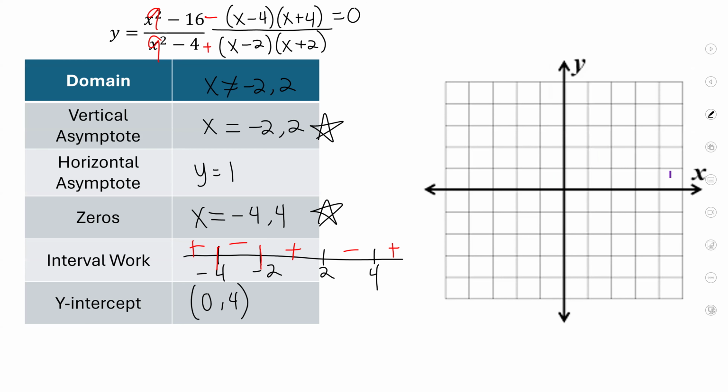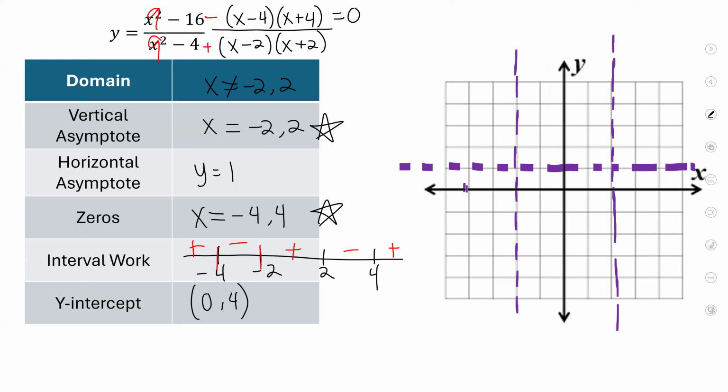I have a vertical asymptote at x equals -2, another asymptote at x equals 2, horizontal asymptote at 1. I have zeros at -4 and 4, and a y-intercept at 4. Okay, so when I am greater than 4, I have to be positive. When I'm less than -4, I have to be positive.